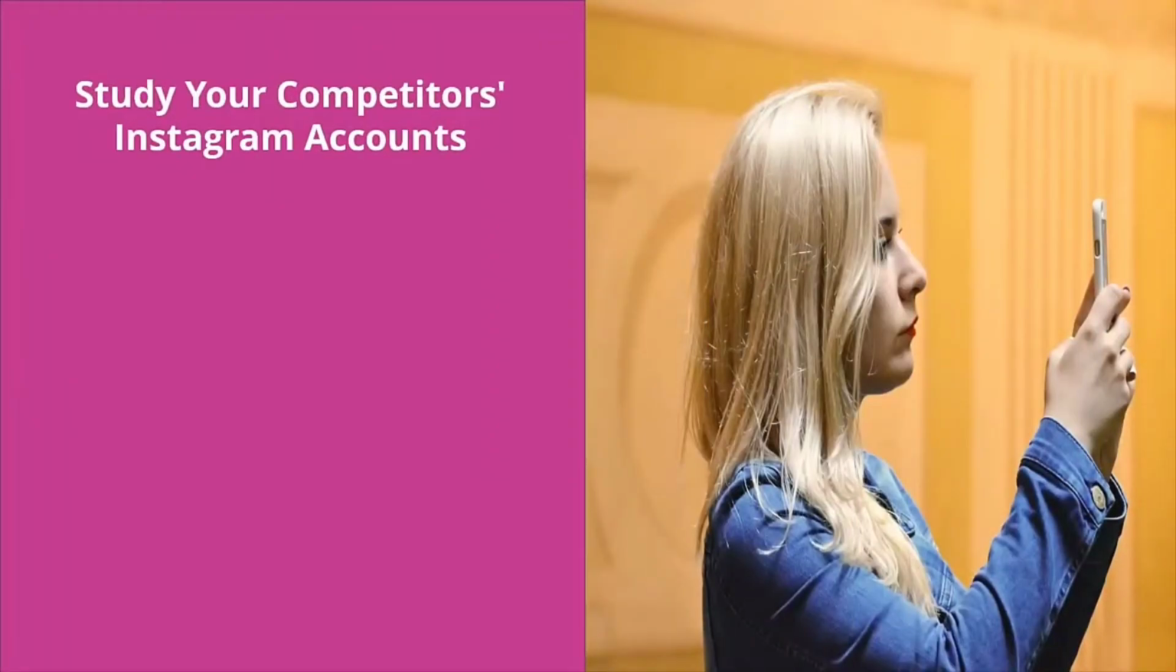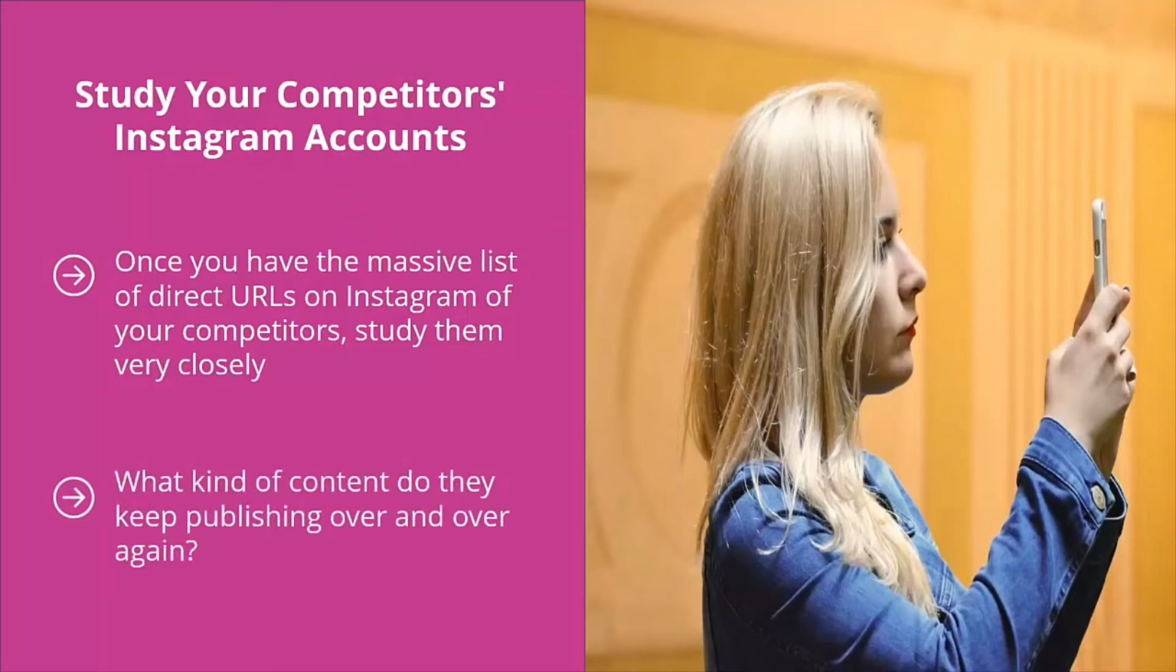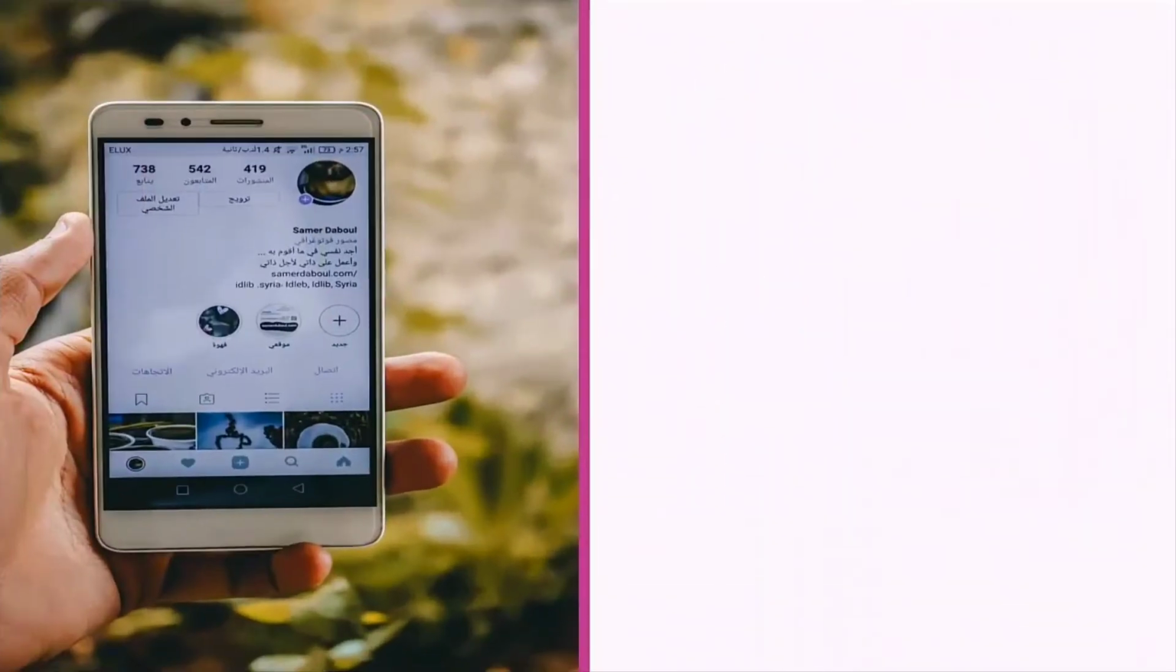Study your competitors' Instagram accounts. Once you have a massive list of direct URLs on Instagram of your competitors, study them very closely. Take note of the quality of their Instagram profile. Pay attention to their content strategy. What kind of content do they keep publishing over and over again? I'm not saying that they're publishing the same exact content, but you can tell that they publish content using the same theme or topics. Take note of these. Most importantly, pay attention to the hashtags they're using.